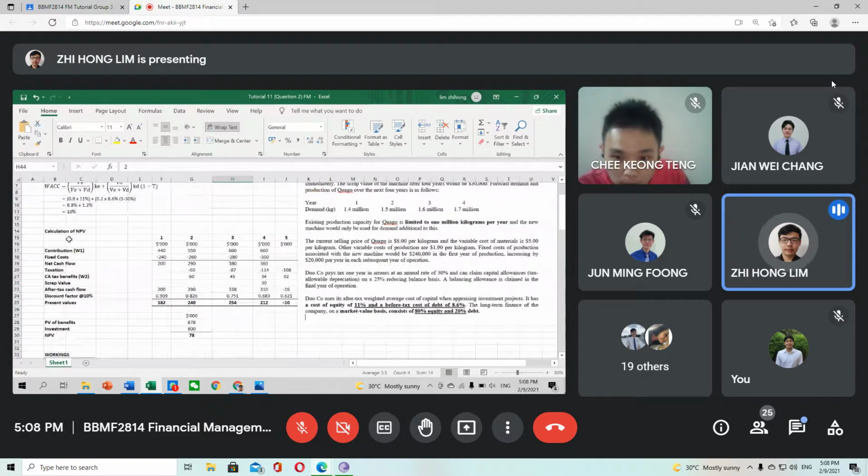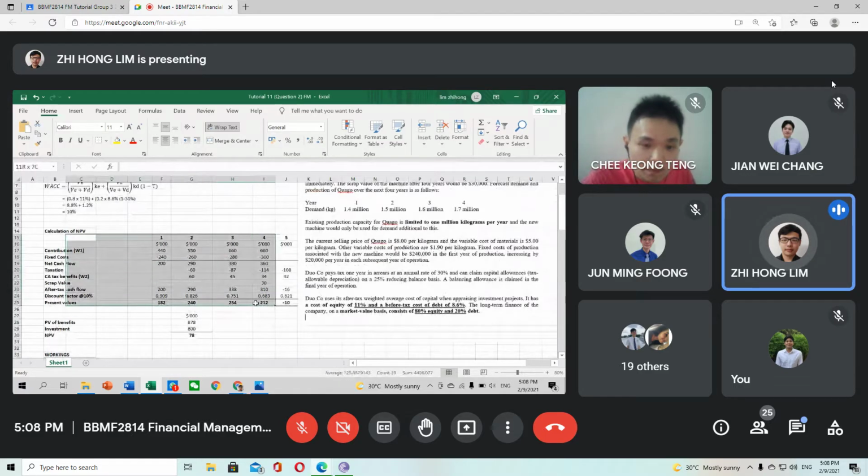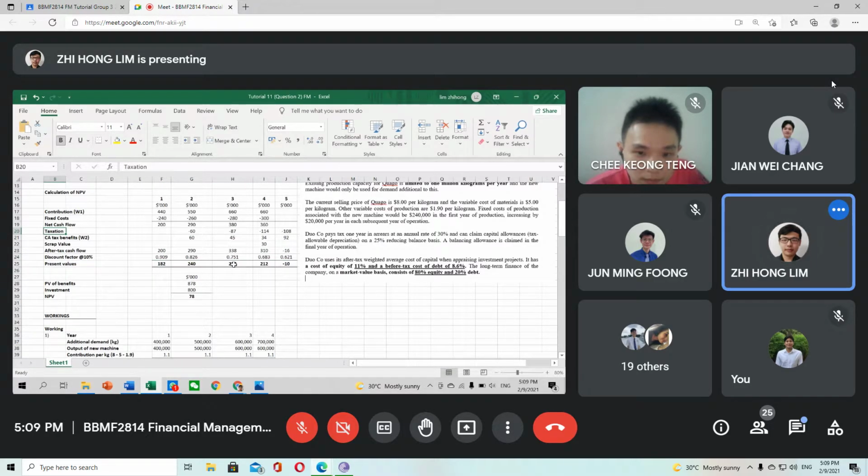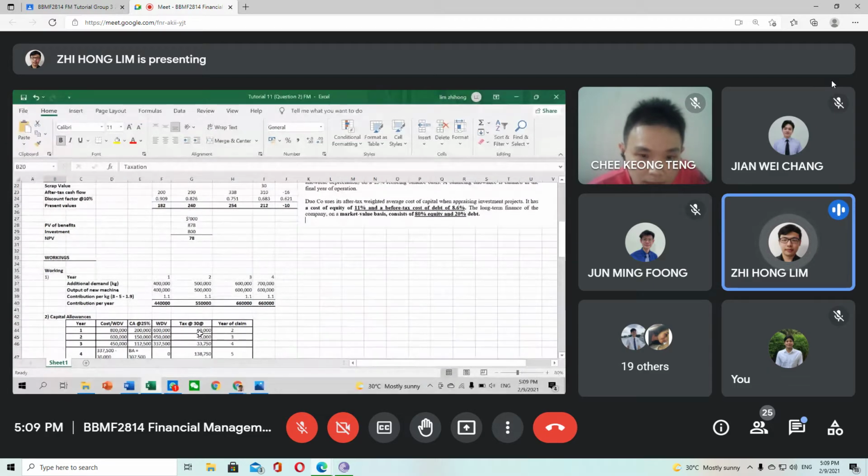So we go back to the calculation of the NPV. We just put in the first working answer and the second working. So we use the contributions minus the fixed cost. Then we can find the net cash flow. And the taxation is based on the tax we calculated just now.